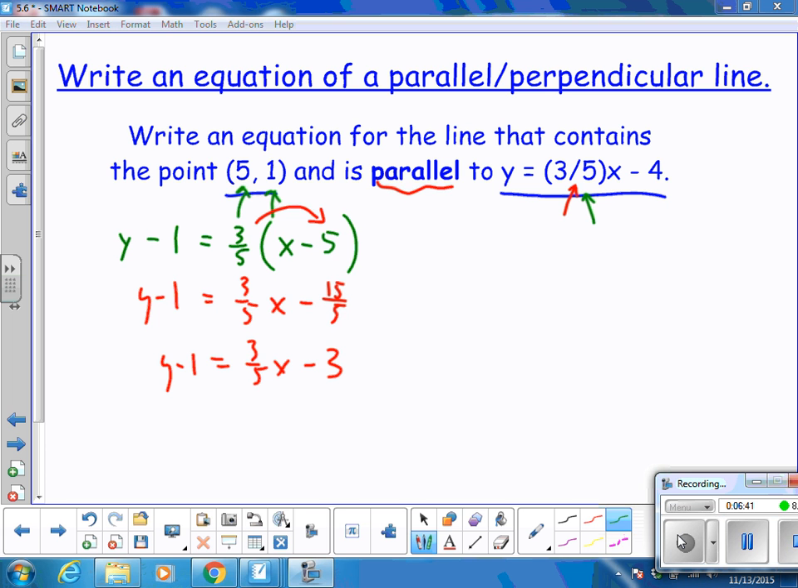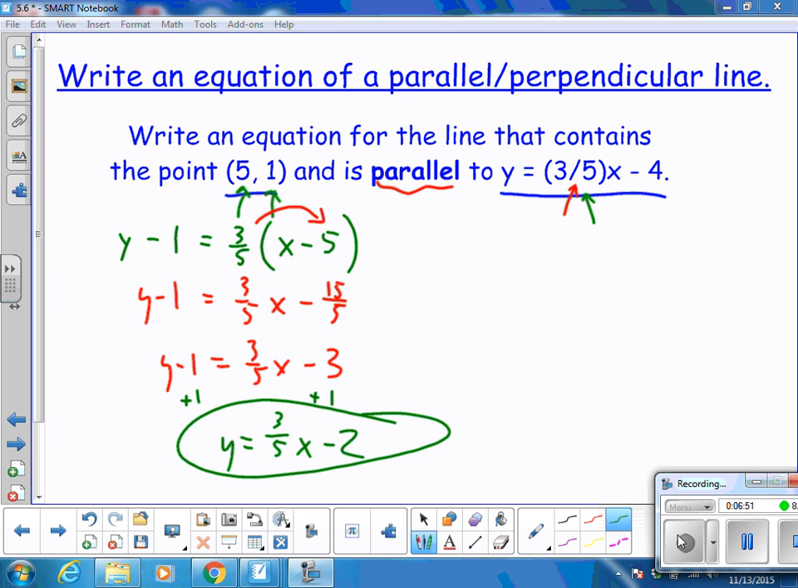I'm going to add 1, and I get myself an equation of a line that is parallel to this one. They have matching slopes. They are indeed parallel.